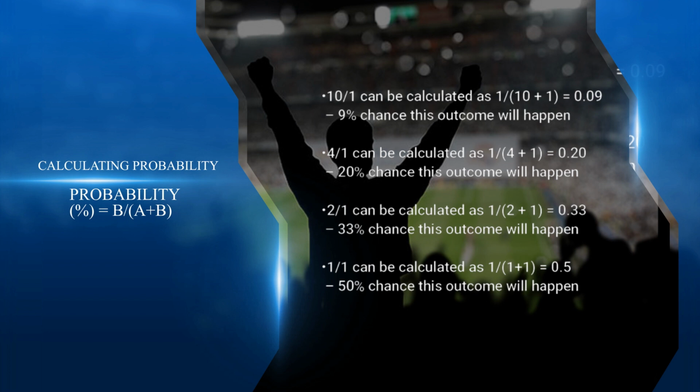Here are some examples of betting odds converted into percentage to find out the probability. So 10 to 1 can be calculated as 1 divided by 10 plus 1, which equals 0.09. There is a 9% chance this outcome will happen. 4 to 1 can be calculated as 1 divided by 4 plus 1 equals 0.20. There is a 20% chance that this outcome will happen. 2 to 1 can be calculated as 1 divided by 2 plus 1 equals 0.33. There is a 33% chance that this outcome will happen. And 1 to 1 can be calculated as 1 divided by 1 plus 1, which equals 0.5. There is a 50% chance that this outcome will happen.